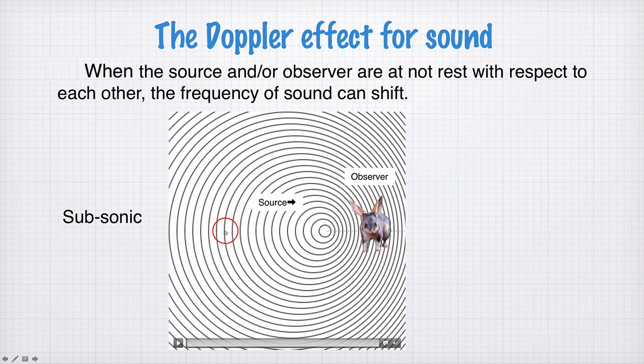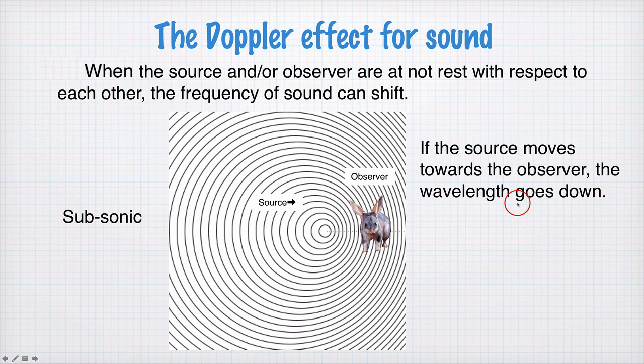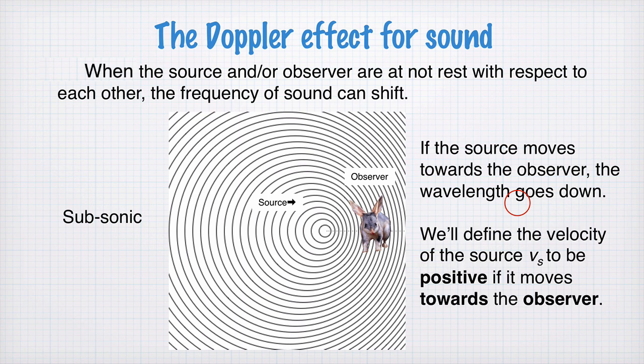Of course, if the observer were over here with the source moving away, then we'd see a decrease in the frequency. So the source moves toward the observer, the wavelength goes down, frequency goes up. We'll define the velocity of the source Vs to be positive when it's moving towards the observer, and do a derivation to see what the change in frequency is.